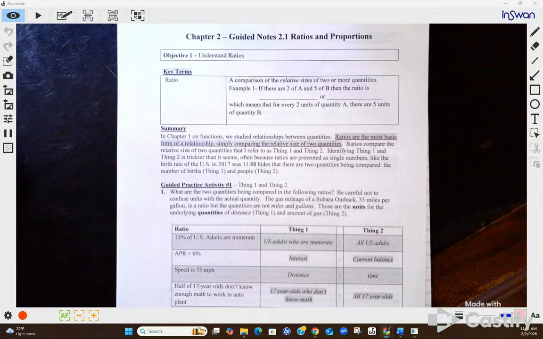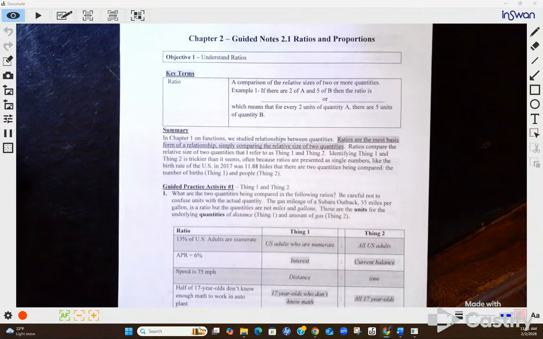All right, this video goes over the notes for the beginning of Chapter 2, Section 2.1. This is very important because we're going to talk about proportions, and we use proportions to solve a lot of the problems for the remainder of the course.